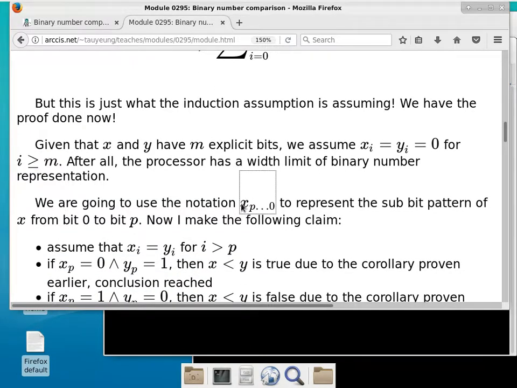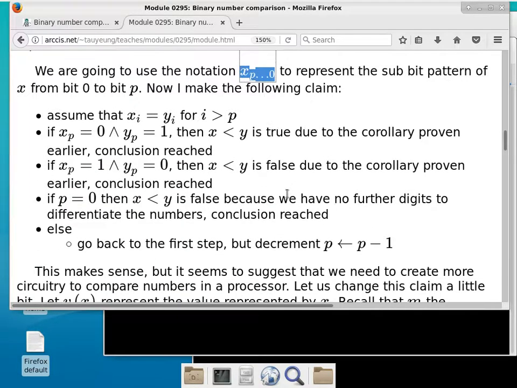And I'm going to use, I don't think it is actually used in the notes here, but if you see something like this, it means we are only taking the chunk of a number from bit 0 to bit p, and that is this notation. So we are looking at a sub-portion of a multi-bit number, but we are limiting which portion of the number that we are looking at. I don't think I actually used this in the proof, but that's okay. It's just an introduction to the concept.